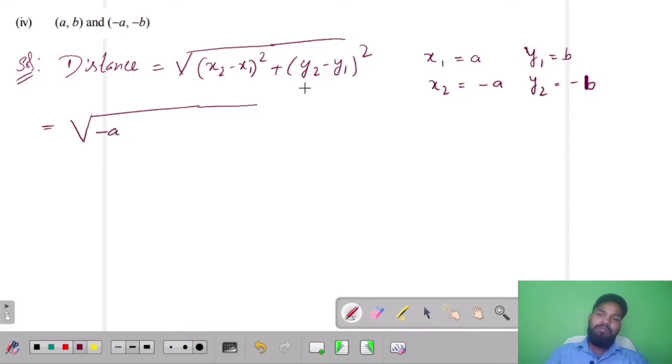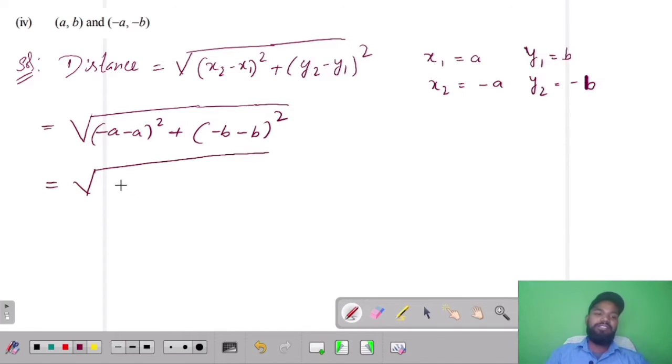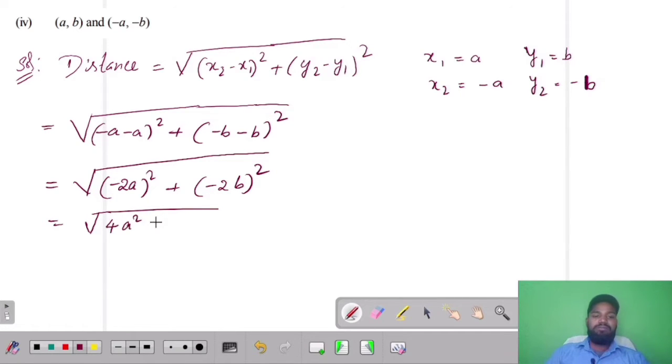Minus a minus x1, minus a whole square, plus y2 what? Minus b, y1 what? B. Okay, here minus a, what does it become? Minus a means it becomes minus 2a, right? Minus 2a whole square plus minus b becomes minus 2b whole square, then under root. What is minus 2 whole square? That is nothing but 4a square plus minus 2b square means 4b square.